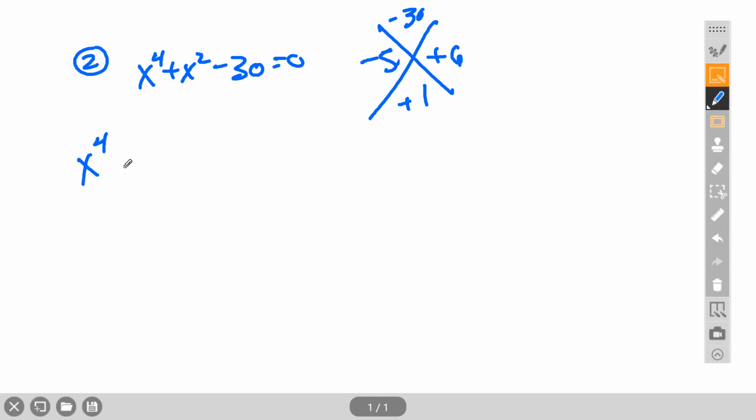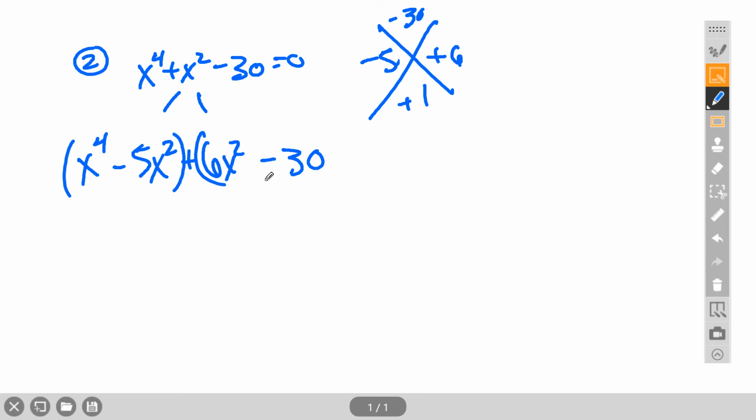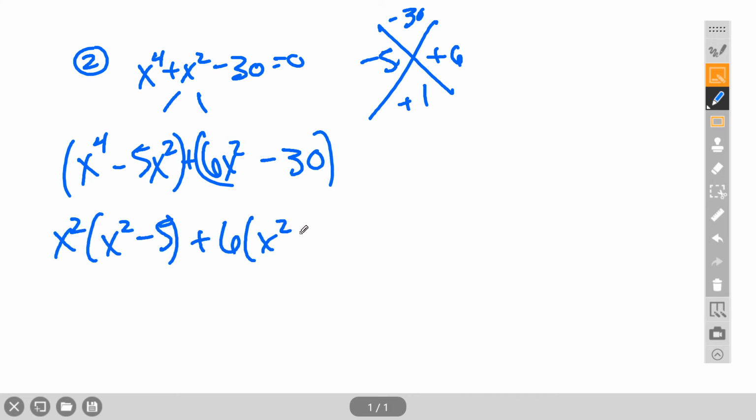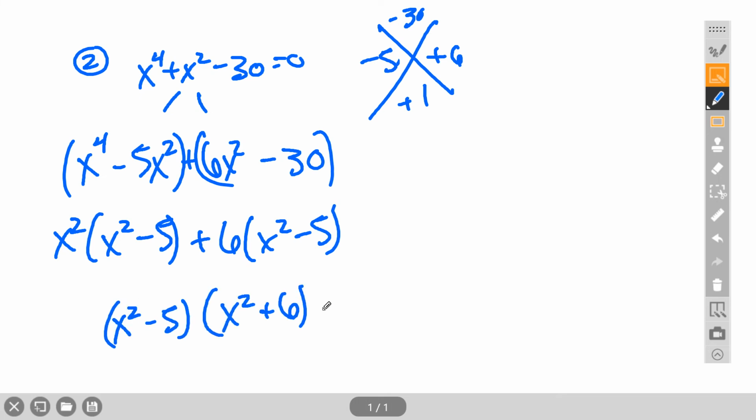So x to the fourth, I'm going to split this term into minus 5x squared and plus 6x squared minus 30, and then factor out the GCF from each group here. Factor out the x squared, leaving x squared minus 5, and factoring out the 6, leaving x squared minus 5. X squared minus 5 can be factored out. X squared plus 6 is remaining. Now neither of these can be factored any further. Okay, x squared minus 5 is not a difference of 2 squares, and neither is x squared plus 6.